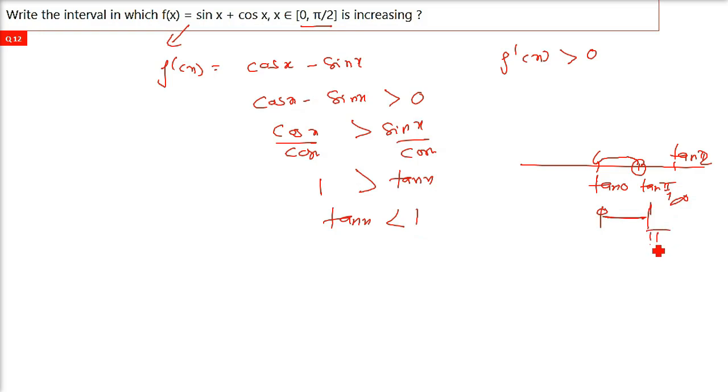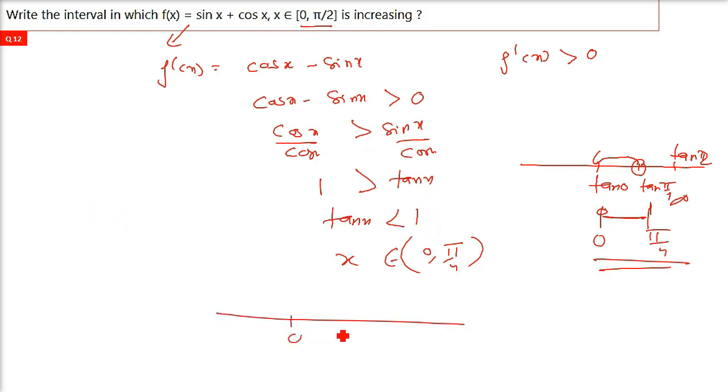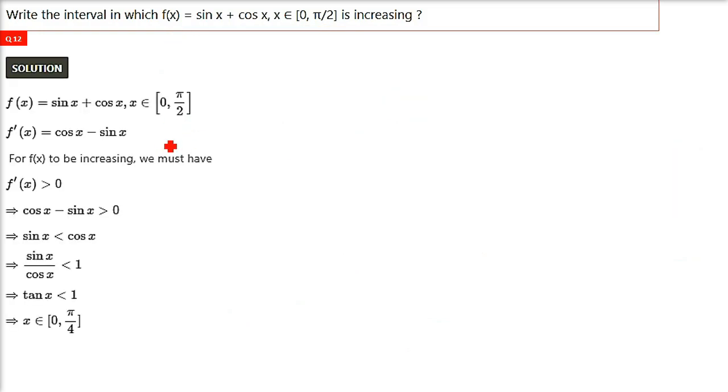And what is this? This is in between 0 and pi by 2. Pi by 4 is actually between 0 and pi by 2. So we will talk about 0 to pi by 4 because tan x is less than 1, and we know that tan x equals 1 only at pi by 4. From here to here it is increasing for sure. Again, this is the solution which you can refer to while writing in your examination.